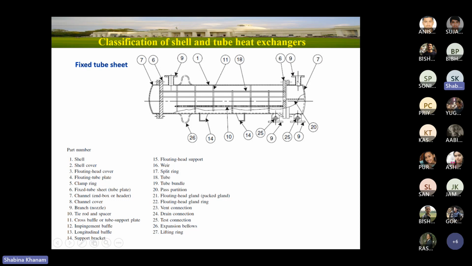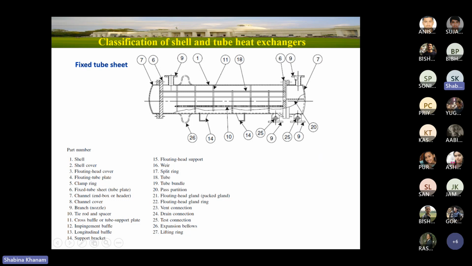How? Because this is the inlet of the tube fluid, and this is the outlet. So it is not possible that fluid will enter from here and at the same time exit from here. No, in between we put a partition plate. If you consider this, number 20 is the pass partition. So this is the partition plate in the tube.